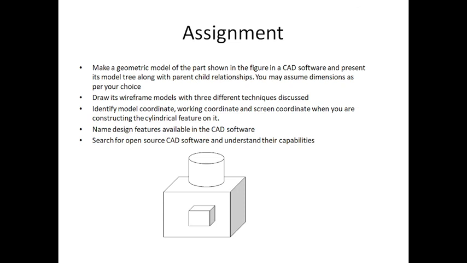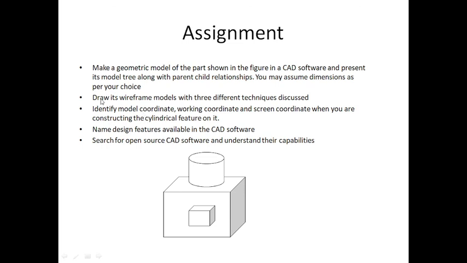Here is an assignment to give you an overview of geometric modeling. Now you can make a geometric model, although it is a simple one. It is just giving you an idea of the discussion made in this lecture. Make a geometric model in whatever software you want, and present its model tree. That is the tree that often appears on the left side of your screen when you are making this in CAD modeling software.